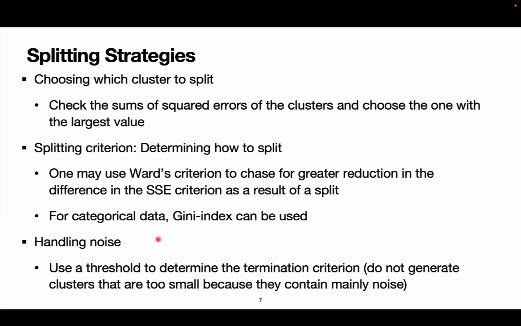For handling noise, it's not always meaningful to continue splitting until every object becomes its own cluster. For example, if a company like Trader Joe's is analyzing customer locations, then splitting beyond a small neighborhood may no longer add value. To avoid producing extremely small or noise-dominated clusters, the algorithm typically employs a termination threshold, which prevents splitting when the resulting subclusters are too small or mainly noise.